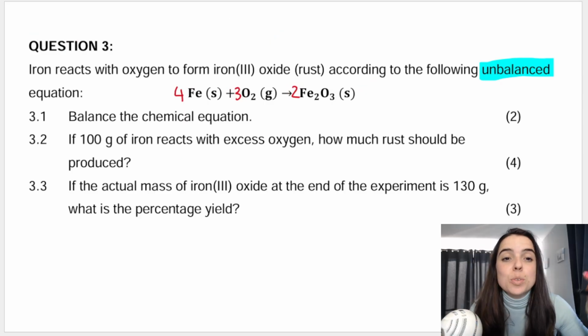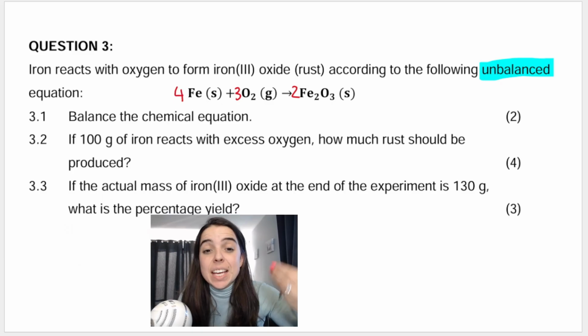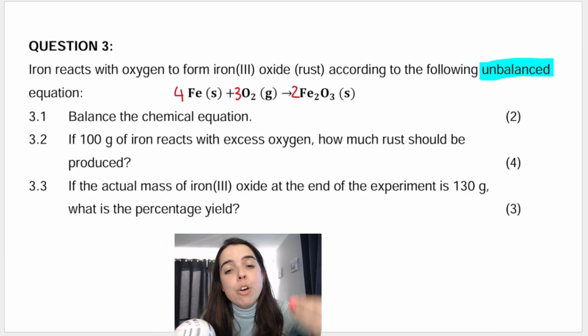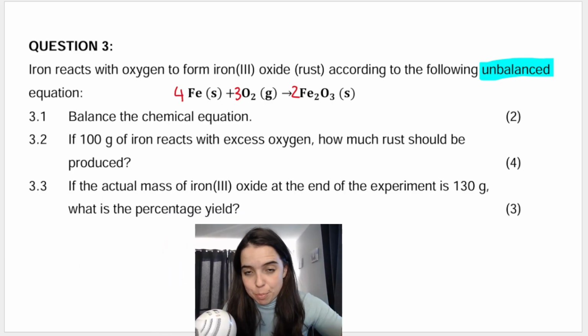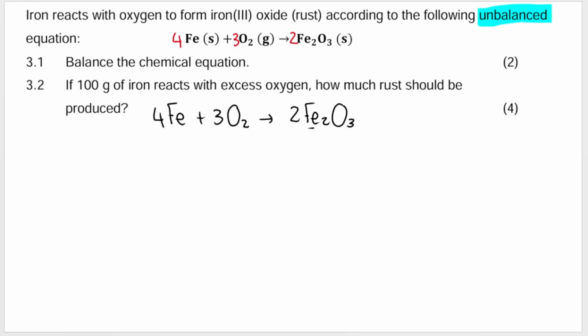My next question is working with the balanced chemical equation. If 100 grams of iron, that is Fe, reacts with excess oxygen, excess means I have more than enough for the reaction to happen, how much rust should be produced? So what we're looking for is the amount of rust or iron oxide that is produced. And I want you to give your answer in mass. So essentially we're looking for the mass of rust, which is iron oxide, this Fe2O3, and they give me 100 grams of iron. So I'm given the mass of iron.